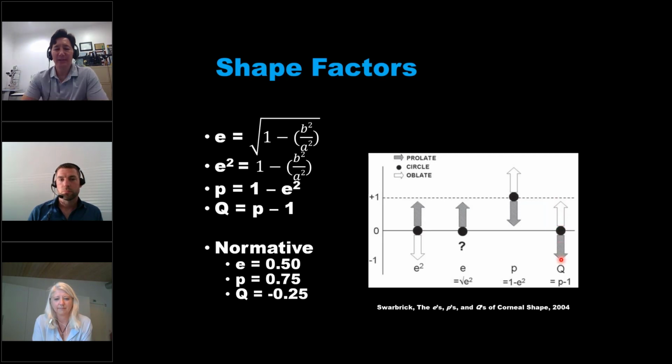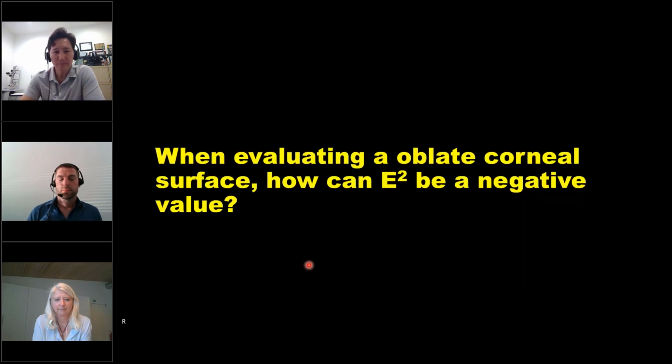So to give you some idea of what's normal, and we've always known that for many, many decades, eccentricity was known to be normal at 0.5. P-value is known to be the middle of the bell curve at 0.75, and Q-value, or asphericity, at negative 0.25. So that gives you some idea of where the eyes will lie in a normative range.